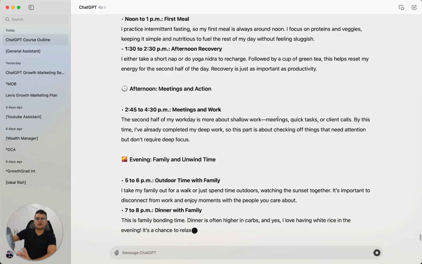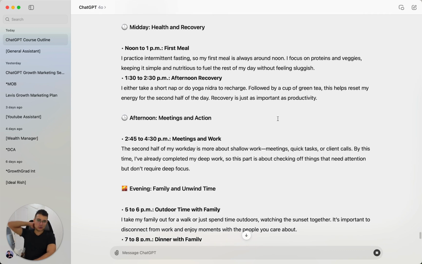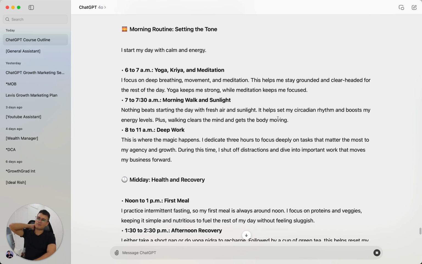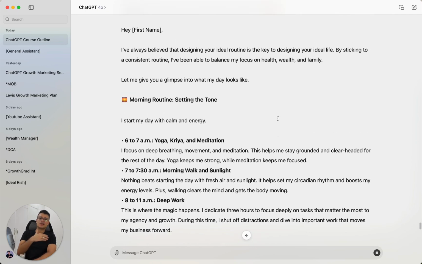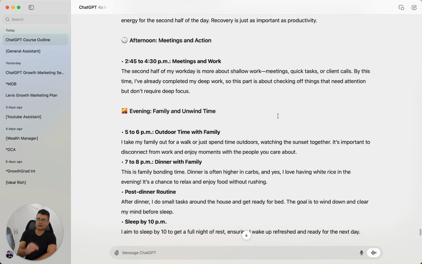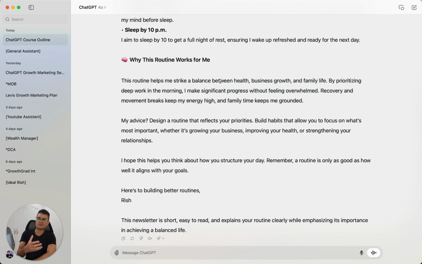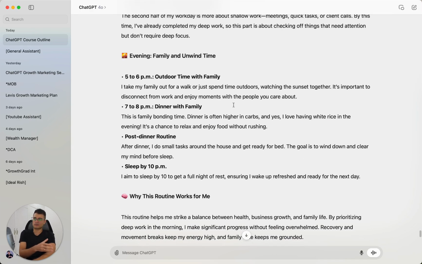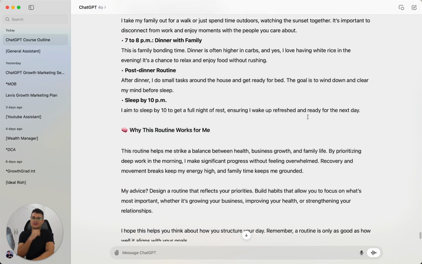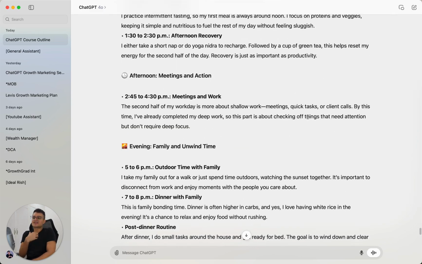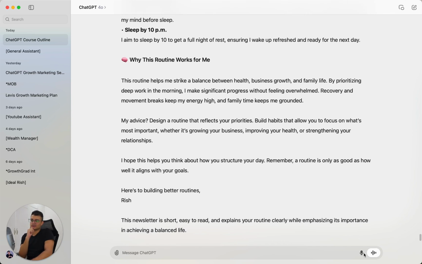And this is why I don't get into the debate of how to write unique content with ChatGPT, because my content is based on such a long conversation that I've had with ChatGPT that it knows so much about me that it's going to create the perfect newsletter, because it knows my routine. It knows why this routine works for me: because I want a balance between health, business, and family. It knows a lot about me. It even mentions dinner is often higher in carbs. And yes, I love having white rice. I love this, right? Because it's personal. This is how I would write the newsletter.